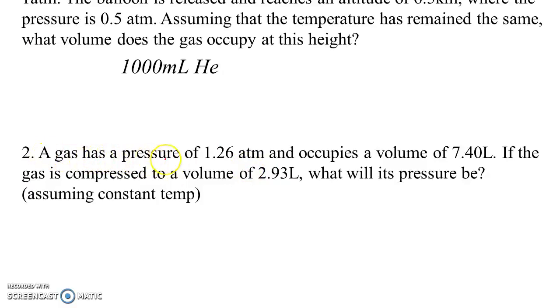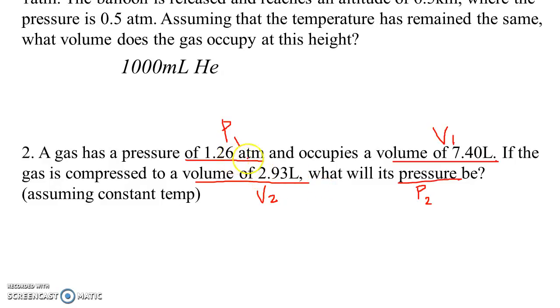So a gas has a pressure. So here's the first pressure, P1, first one in the equation, and occupies a volume, so first volume. So these guys go together, P1, V1. If the gas is compressed to a new volume, right, a new volume, so it's going to be V2 of 2.93 liters, what's the pressure? So we're looking for P2. Okay, we're going to get P2 by itself. So we're assuming temperature doesn't change.